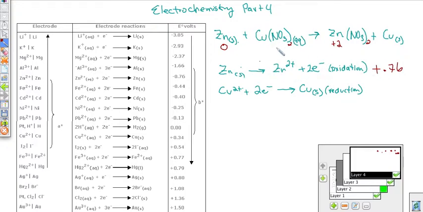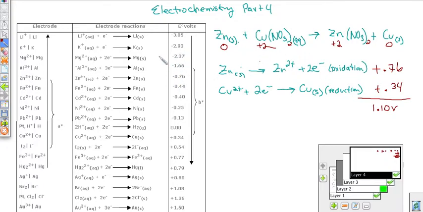And then if we look at copper right here, copper in this case is a positive 2, and on this side it becomes 0, so it's been reduced by 2. And so we can find copper on here, and if you look at copper, copper is a positive 0.34 in that direction. So this matches up, it's reduction, so we have positive 0.34. So if you add positive 0.76 and positive 0.34, what we have is a total of 1.10 volts.